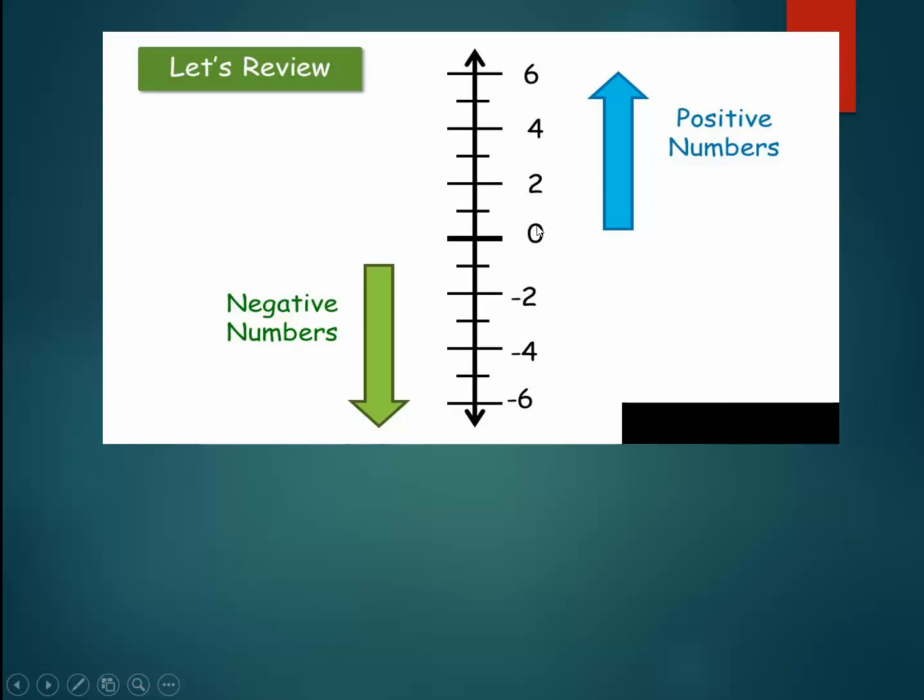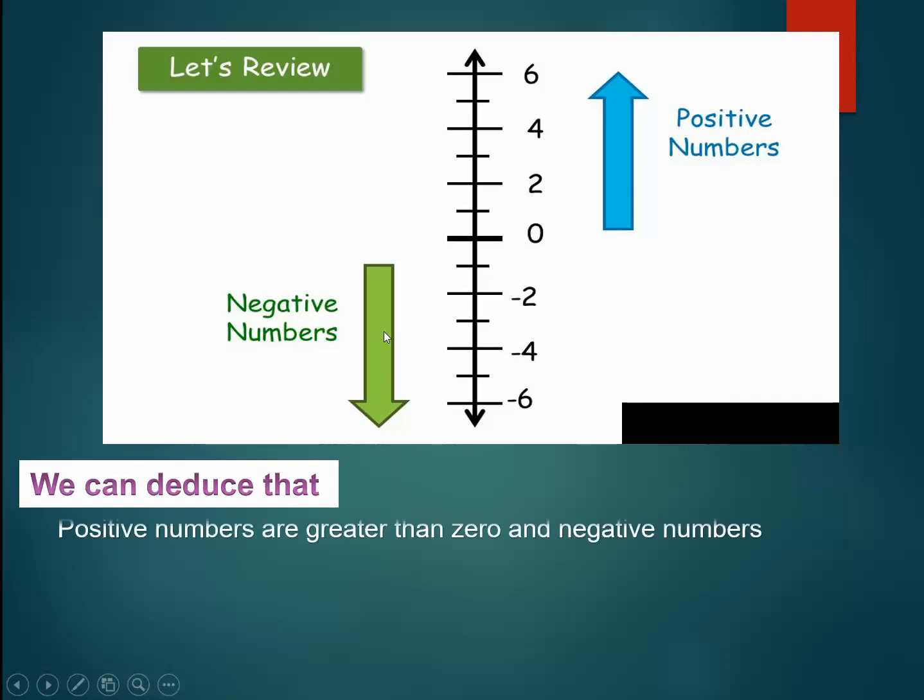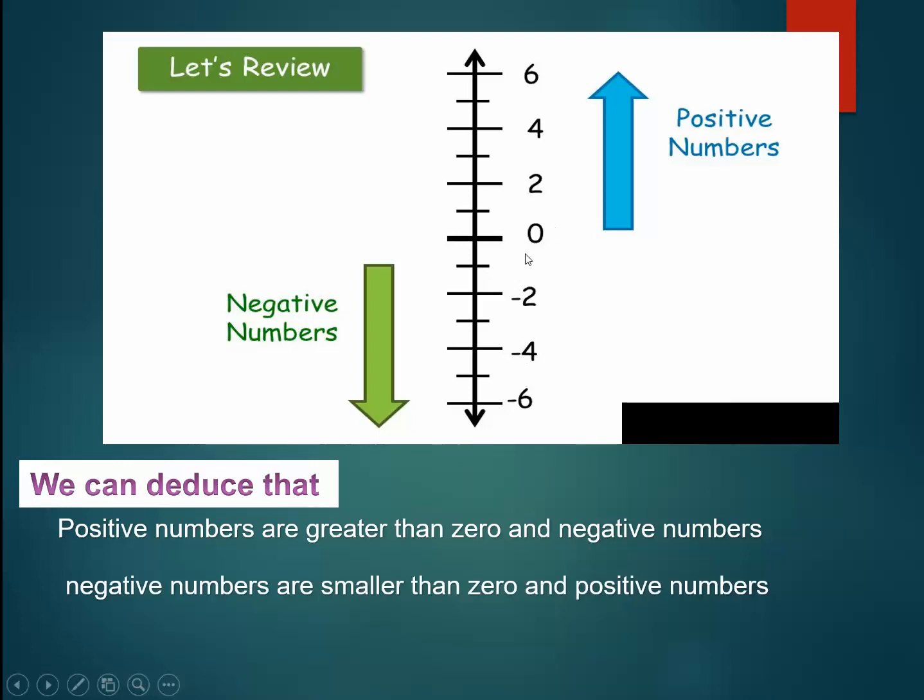Like this one, we have here 0, the sea level, and above 0 we call positive numbers, and below 0 we call negative numbers. We can deduce that the positive numbers are greater than 0 and also greater than the negative numbers, and negative numbers are smaller than 0 and also smaller than the positive numbers. Okay, 0 is not a positive number and not a negative number, because 0 is the sea level. So 0 is fixed, not positive, not negative.